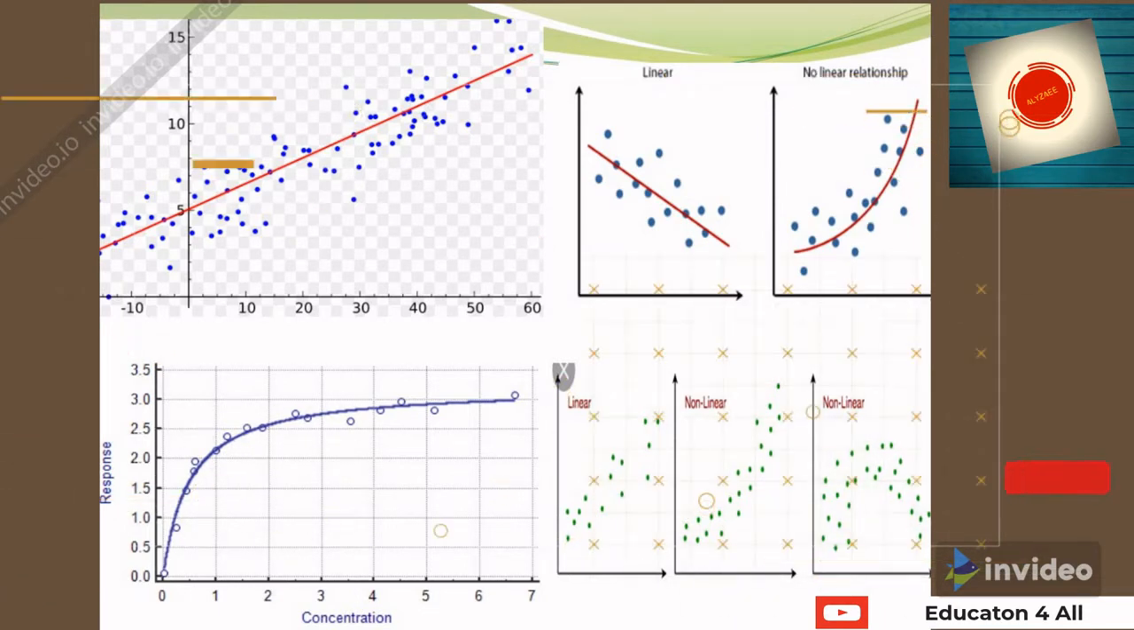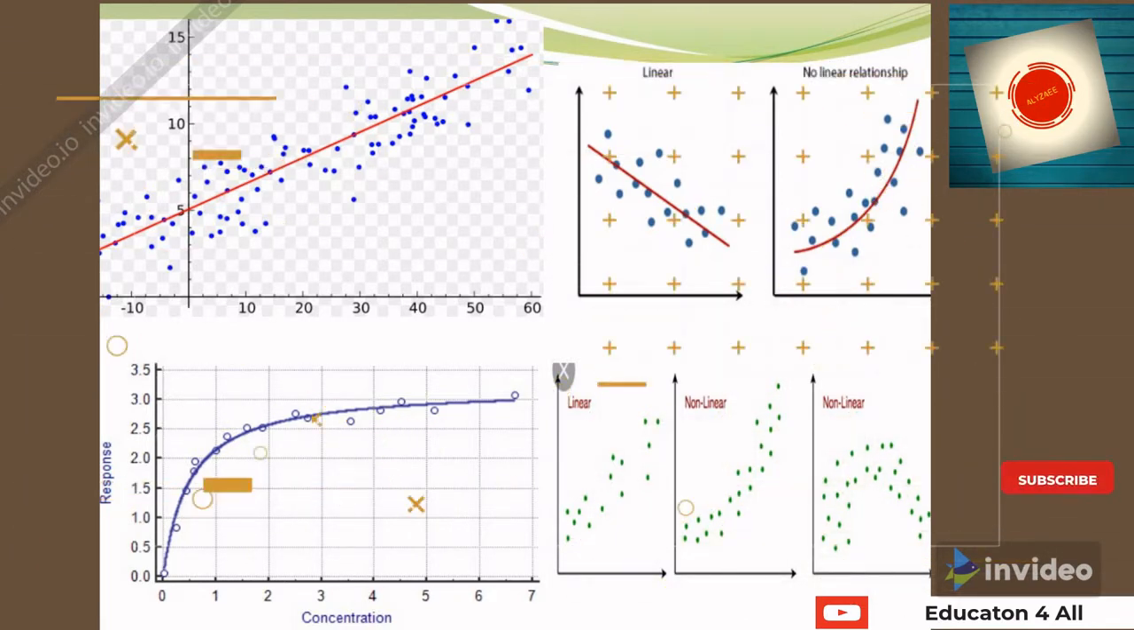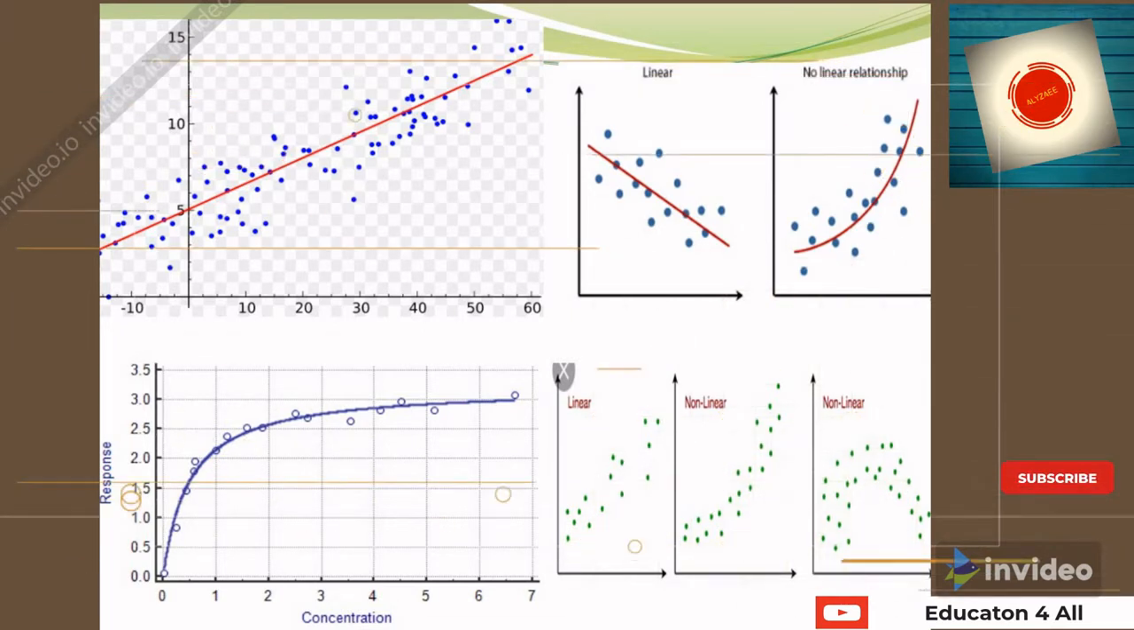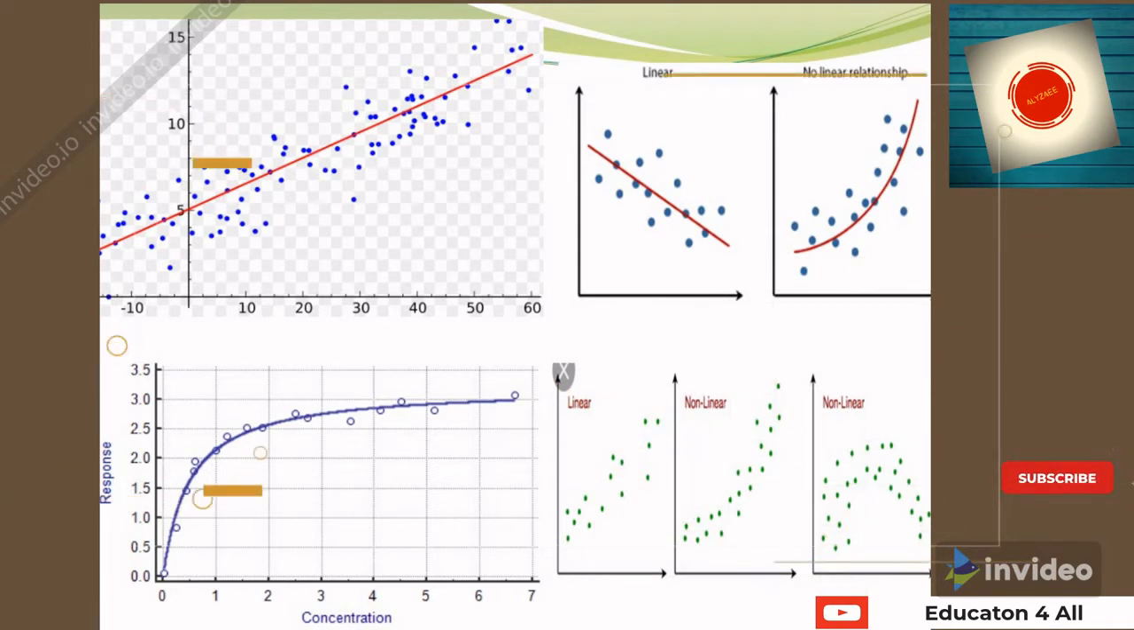In the left bottom, the response and the concentration, that is also a curved line, again showing linear and non-linear. So you must keep it in your mind that the dotted spots plotted on a straight line give you the linear representation like this.